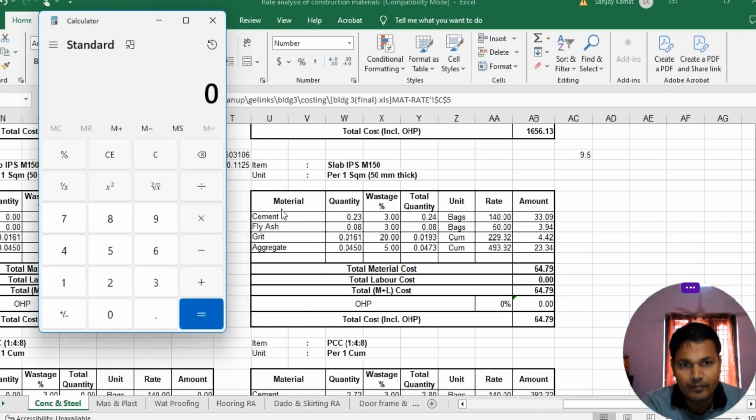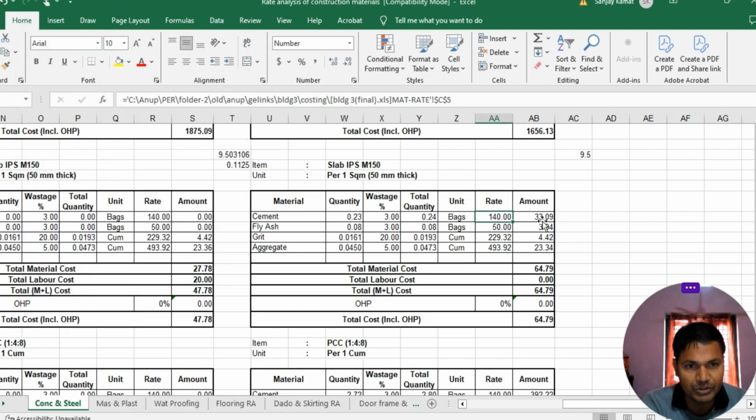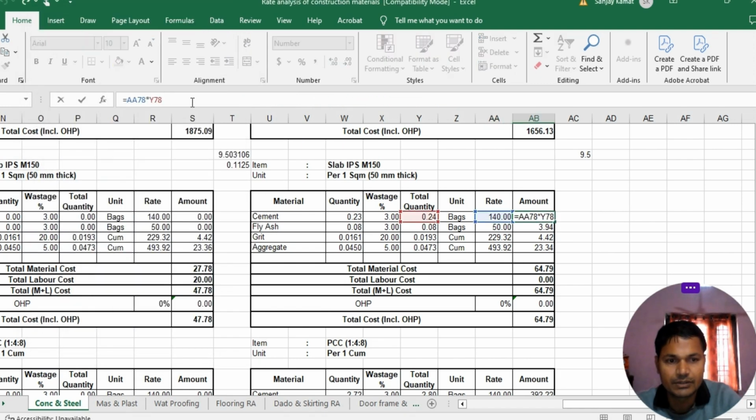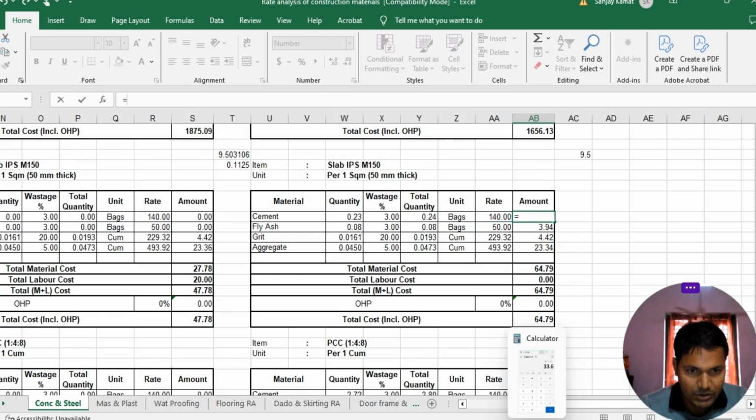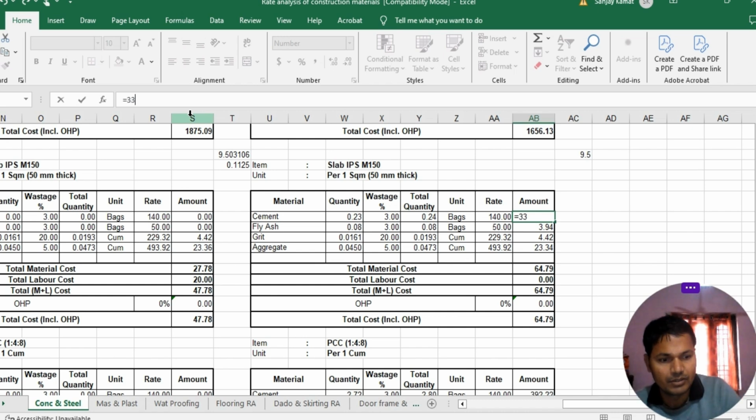Okay, so once we have the rate and the total quantity, then we can multiply. Let's multiply 140 into 0.24. How much will it come to? It will be 33.6, not 33.09. We have to edit this, this is a mistake. So it is 33.6. You have to write it accurately, not more, not less.